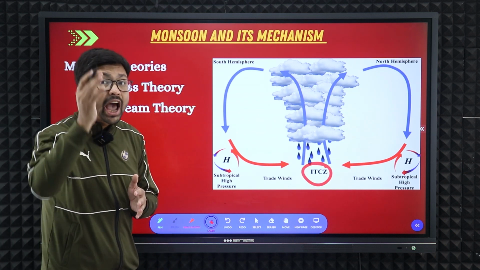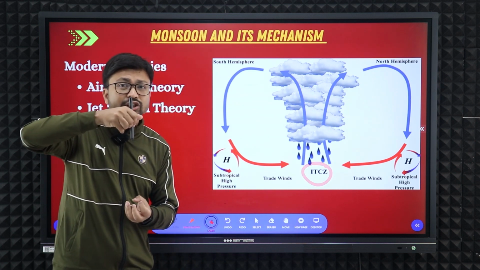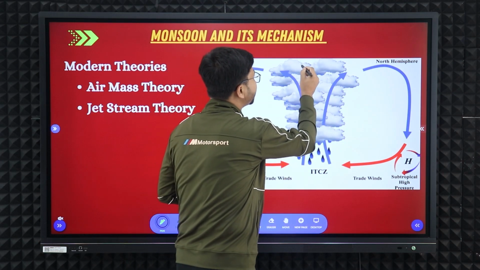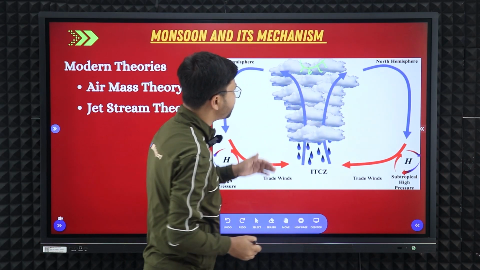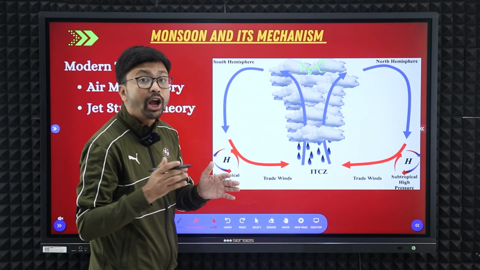Where is the ITCZ located? As per the solar energy, it is located where the vertical sun rays are. Normally the vertical sun rays are on the equator. Here you can see the vertical sun rays on the equator. That's why in the equatorial area there will be low pressure.